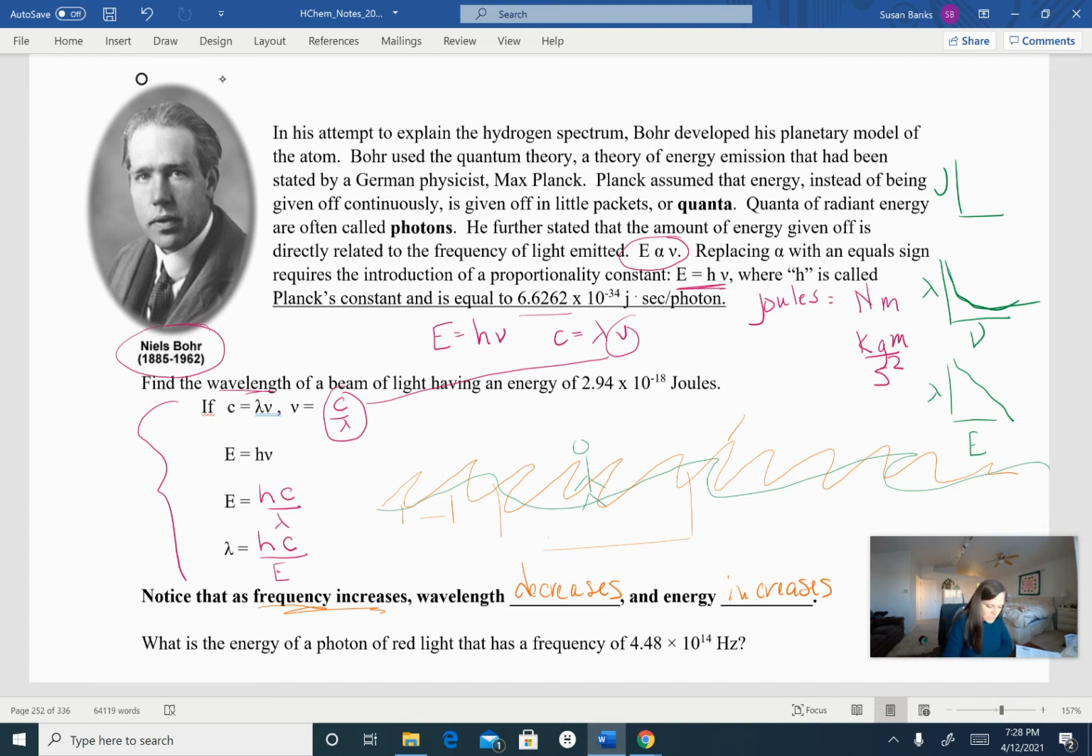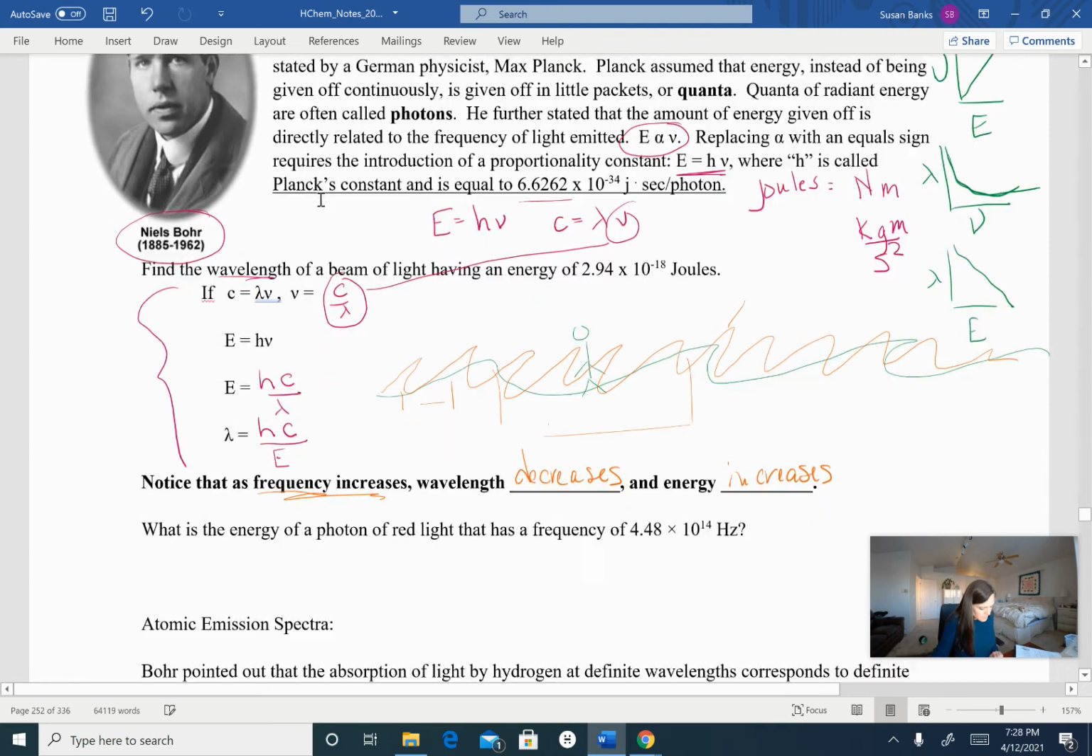If I do the frequency and energy, as the frequency goes up, the energy goes up. Okay? So those are different ways of looking at those relationships. Okay? So here we go.